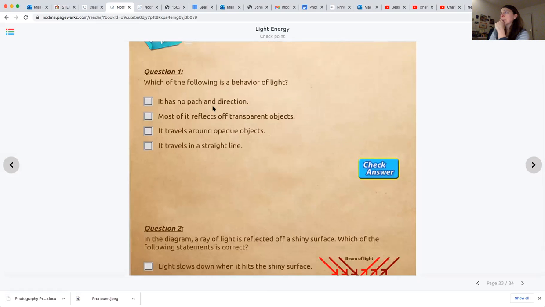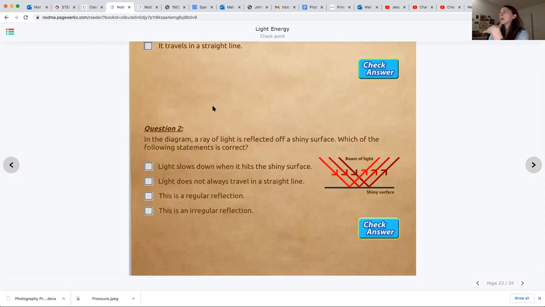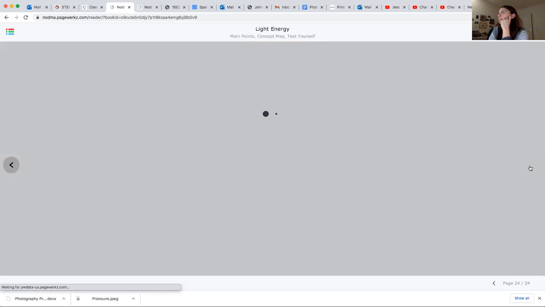This one is, what's the behavior of that light? And this one is more about looking at a diagram and which of the following statements are correct. So it asks you to compare, based on the experiments that you've done.